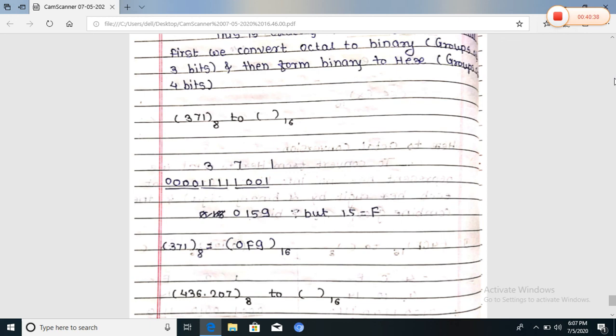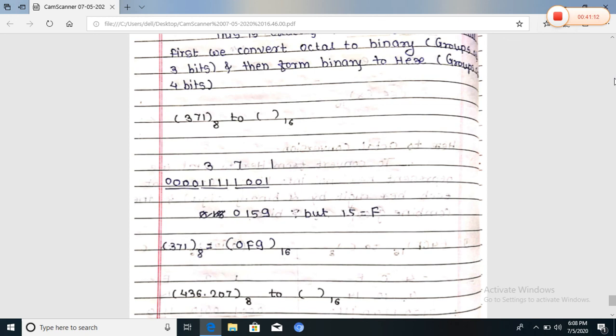So you have to convert 3711. First the octal to binary conversion, in 3 bits, and after that this number is grouped in 4 bits. So 1001, this is the first 4-bit group. 1111, this is the next 4-bit group. Only 0 is left, so add 3 zeros to complete 4 bits. So the answer is 0, 15, 9, but 15 is represented in hexa as F, so the answer is 0F9 in base 16.